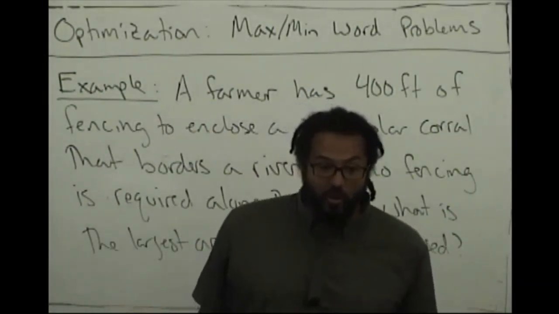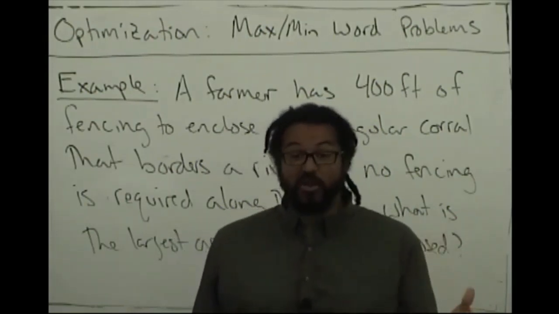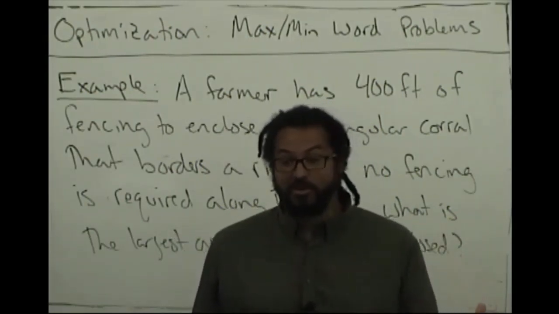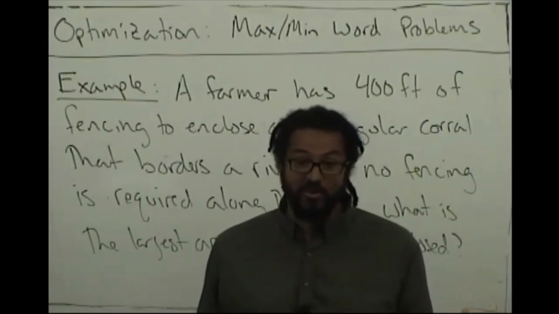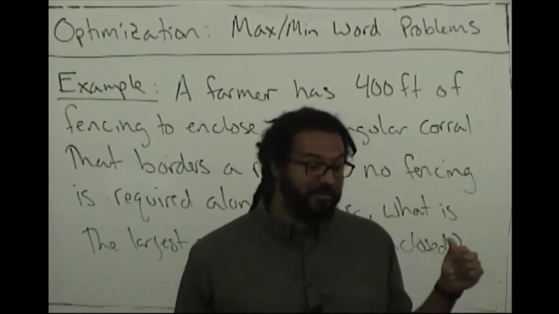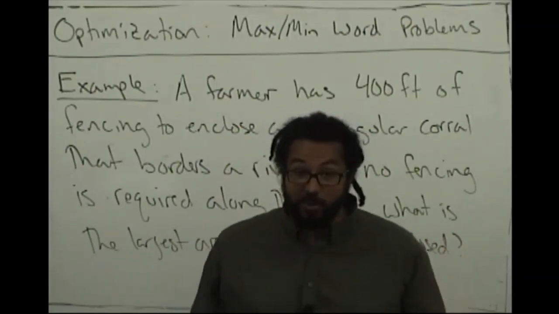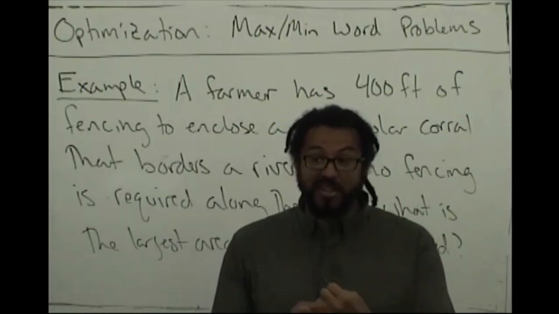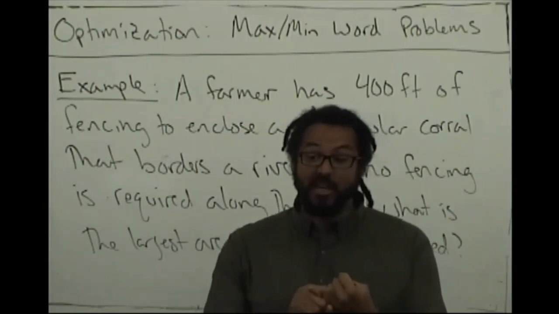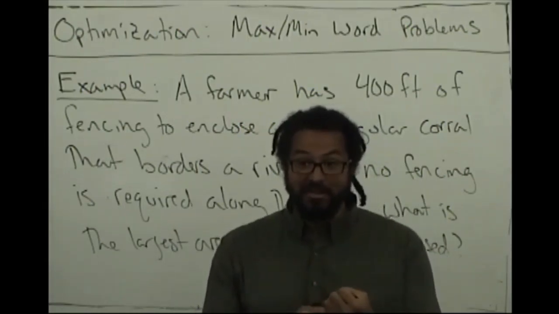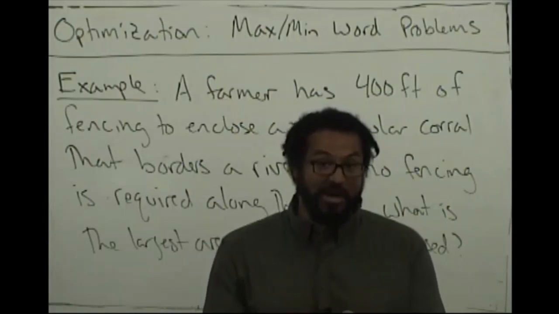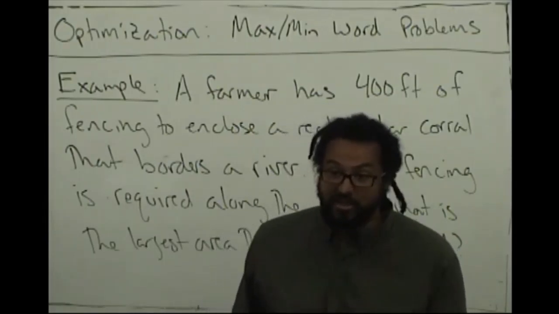The first thing we want to do is draw a picture, label it with some variables, and then try to get a function out of it. Usually in these problems, there will be two equations that you'll have to put together. One of them is the objective, the thing that you want to maximize or minimize, and the other one is the constraint. So let's have a look at those two things now.